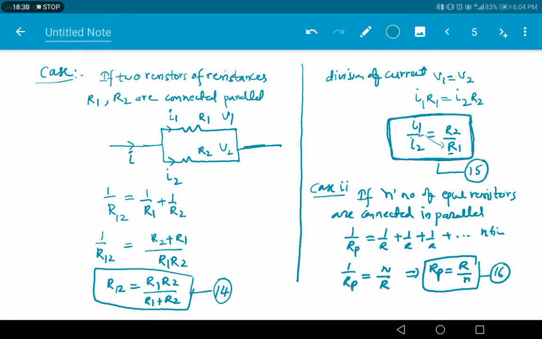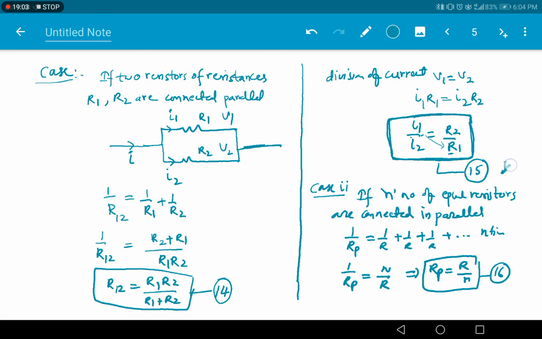So these are the formulas related to the parallel combination of resistors. Current division: I1 by I2 = R2 by R1. In the same way, effective resistance: 1 by R = 1 by R1 plus 1 by R2 plus 1 by R3. Simply, we take the sum of the reciprocals of however many resistors there are.